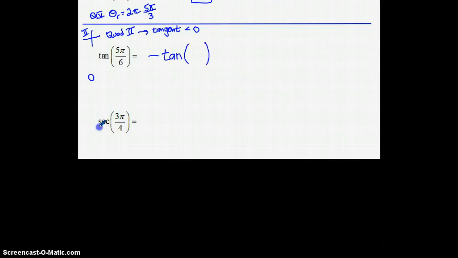Well, if it's quadrant 2, then the reference angle is going to be pi minus 5 pi over 6, which is 1 pi over 6. Tangent pi over 6, so it's going to be sine pi over 6 over cosine pi over 6. If you didn't memorize, tangent of pi over 6 is square root of 3 over 3, but in case you forgot that, this is going to be 1/2 over square root of 3 over 2.